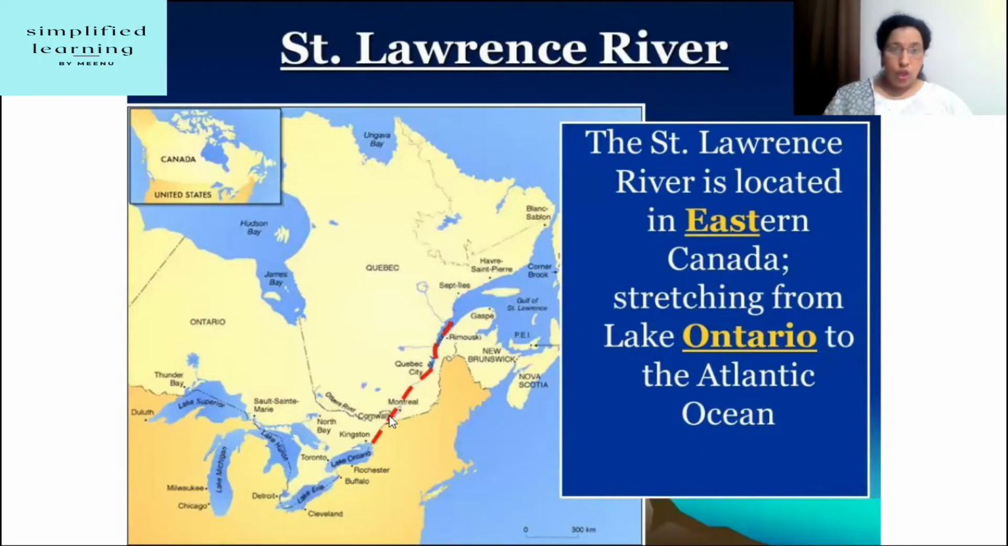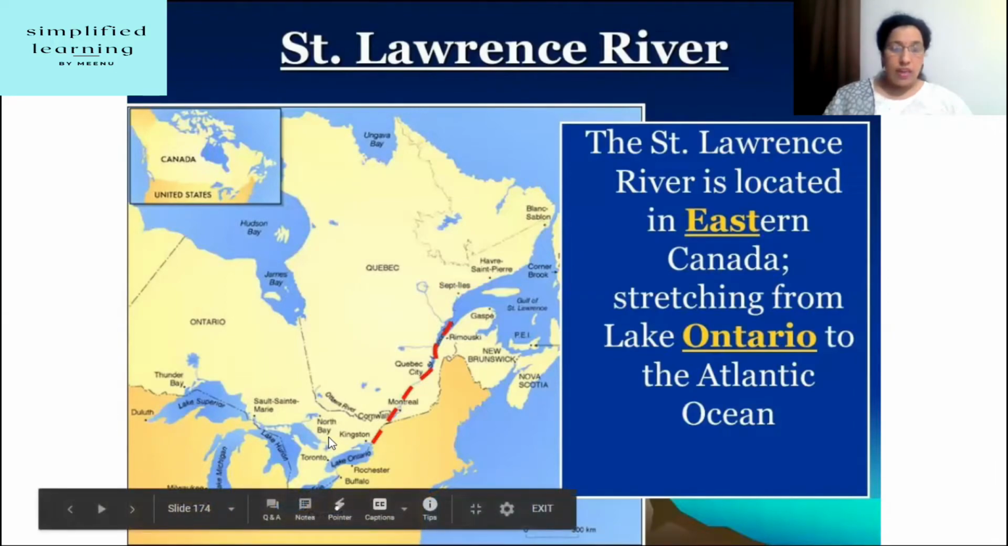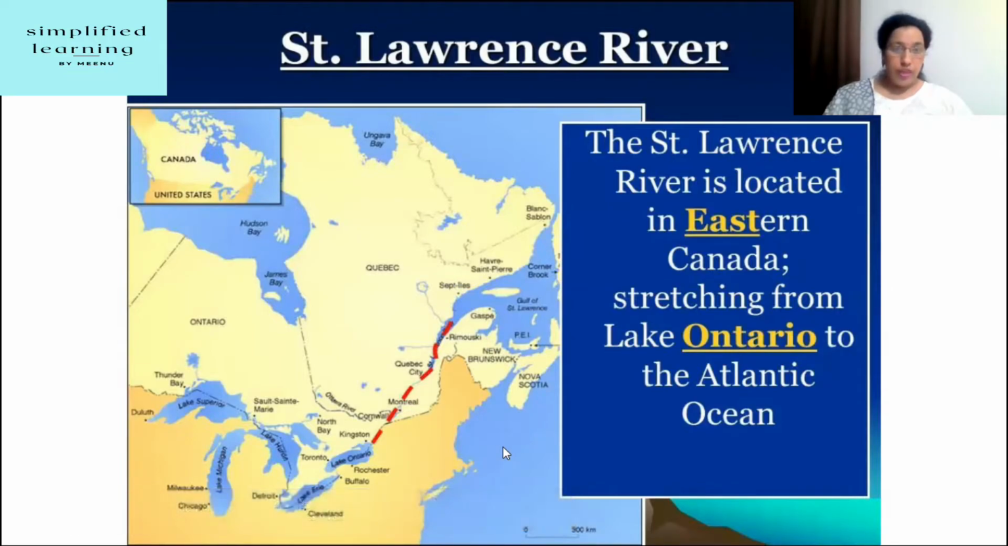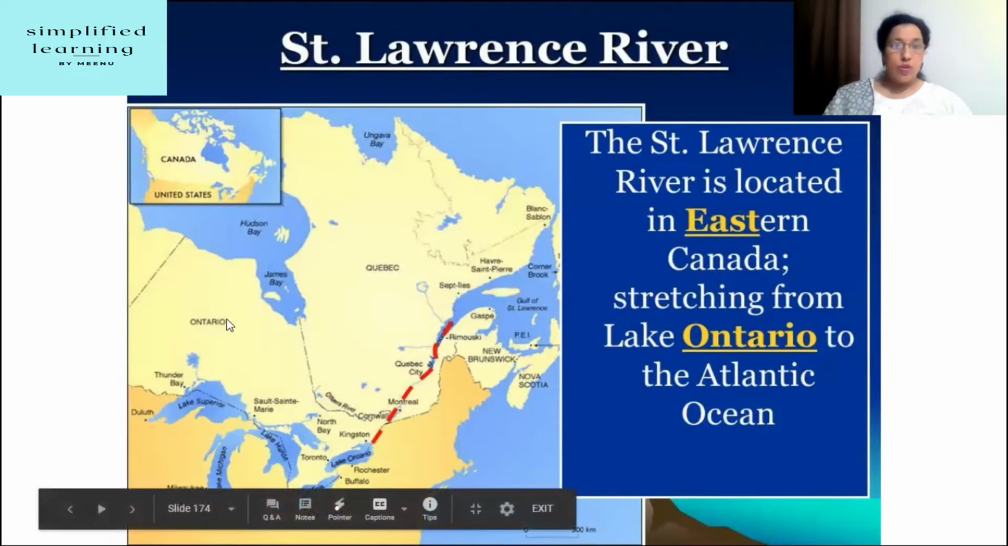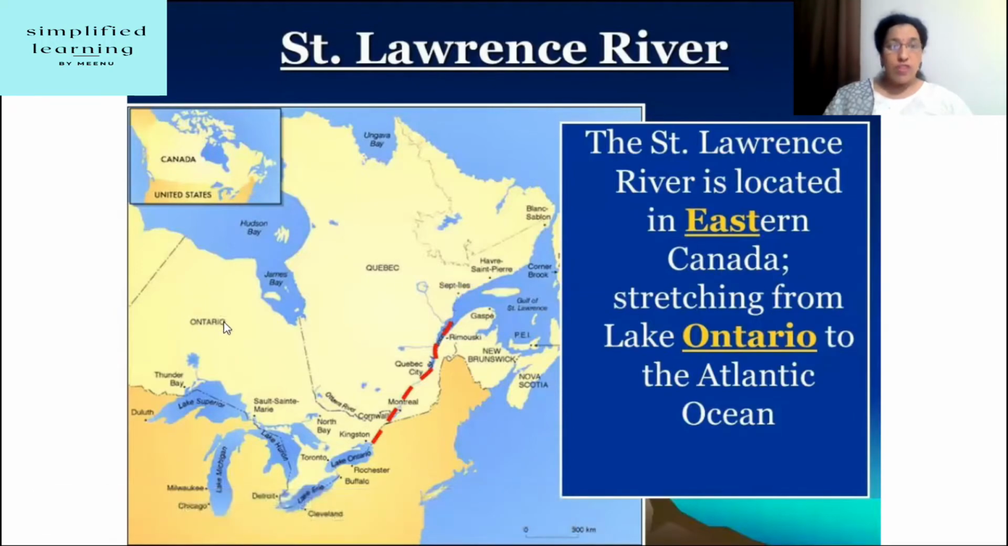Let's have a look here. All these are Great Lakes and this is our Atlantic Ocean. Fine? So you can understand this is the location of Ontario, the city, which is named after Lake Ontario.